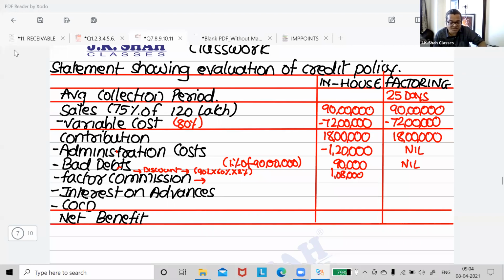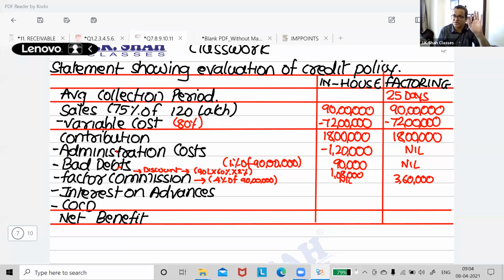let's calculate factor commission. How much is it charging? 4%, no? So 4% of what? 4% of 90 lakh on an annual basis. Now full year calculation will be right over here, no? So it will come to 3 lakh 60,000. Here it will be nil, guys. I hope you understand that much now.